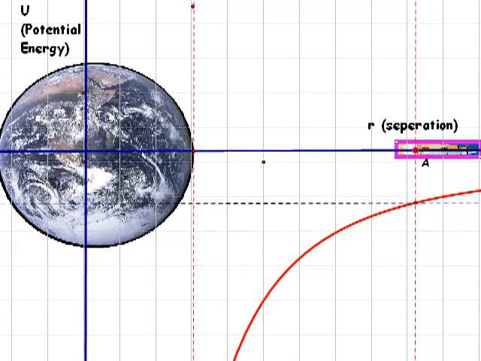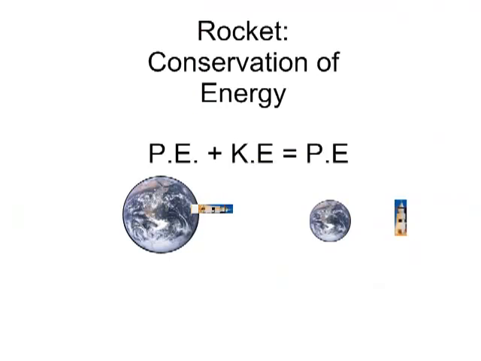And so looking at our conservation of energy equation, potential energy plus the kinetic energy when the rocket's just sitting near the Earth or on the surface of the Earth is equal to the potential energy when the rocket ultimately reaches its maximum separation from the Earth.